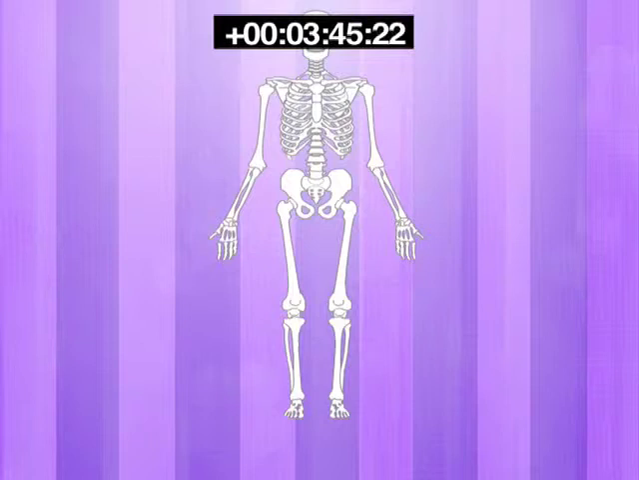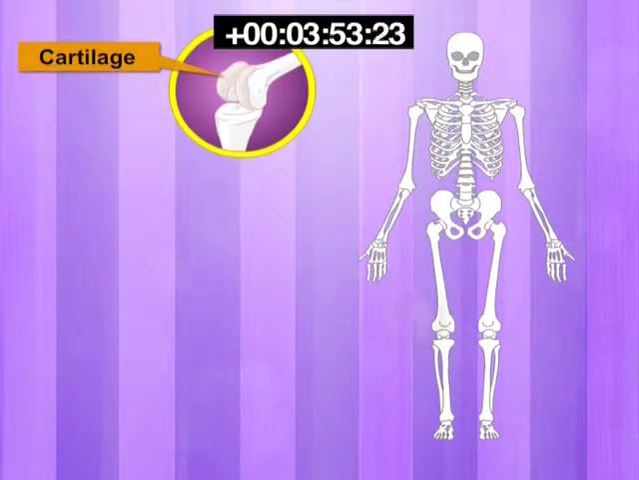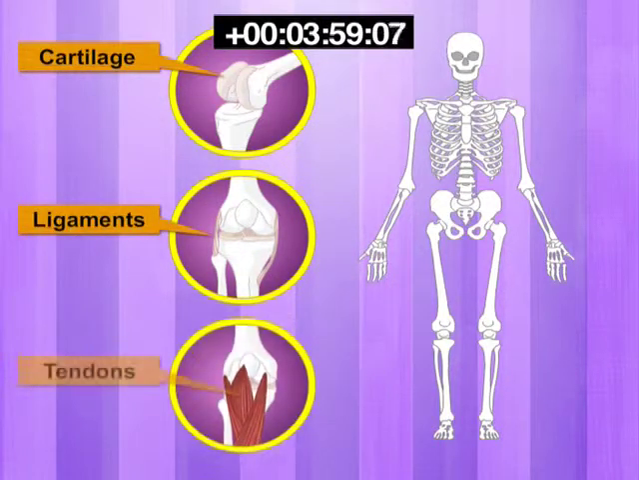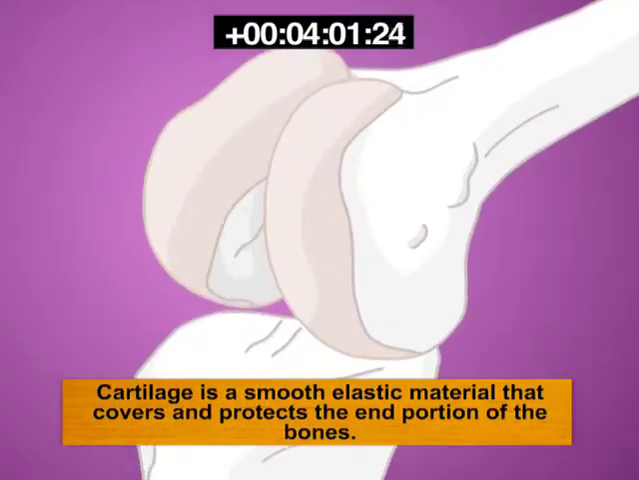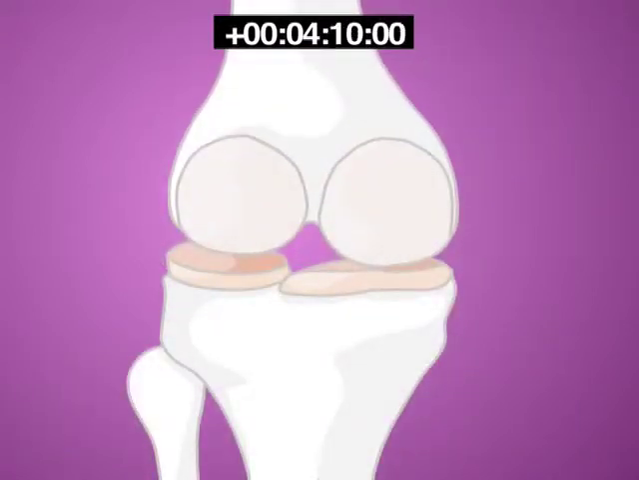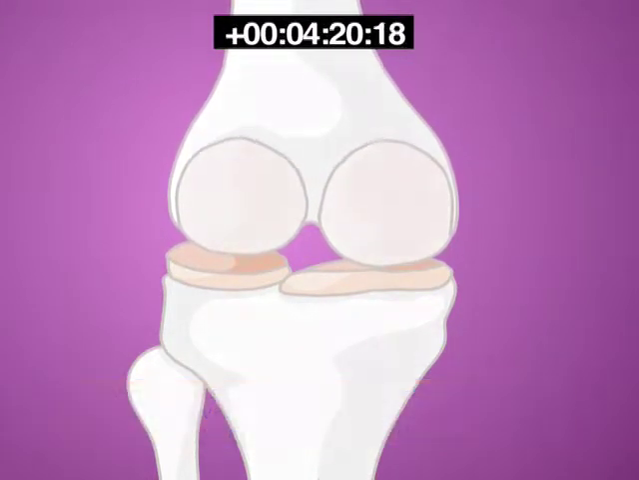Some other parts of the skeleton are not as hard as bones and can be bent. These are called cartilage. Cartilage is a smooth, elastic material that covers and protects the end portion of the bones. Cartilage is also found in the joints of the bone. It covers the surface of joints, allowing bones to slide over one another, thus reducing friction and preventing damage. Cartilage is also found in some organs like ears.